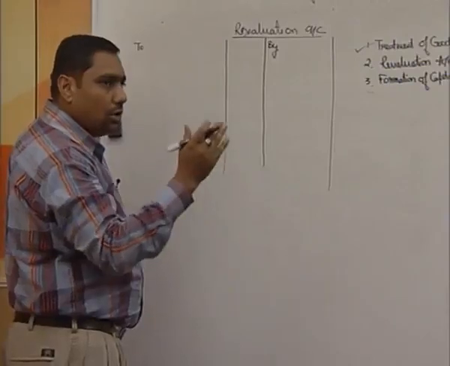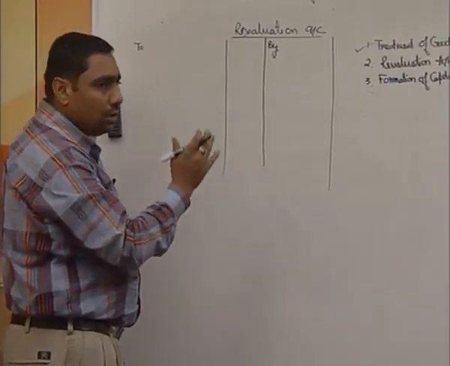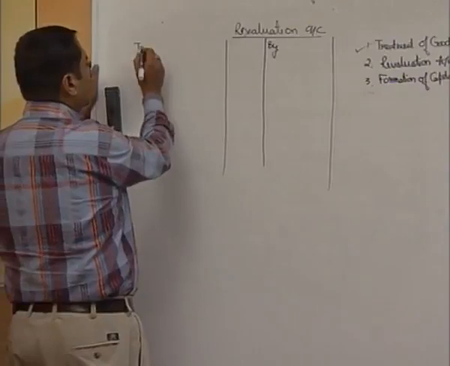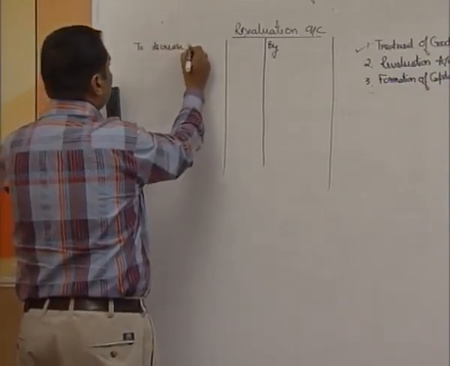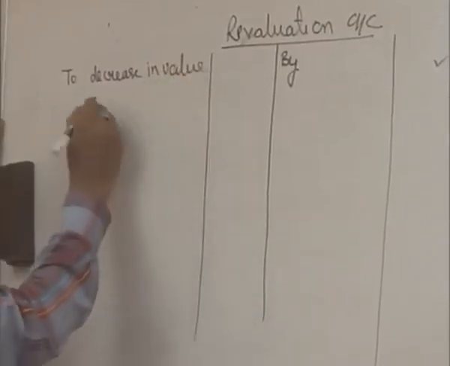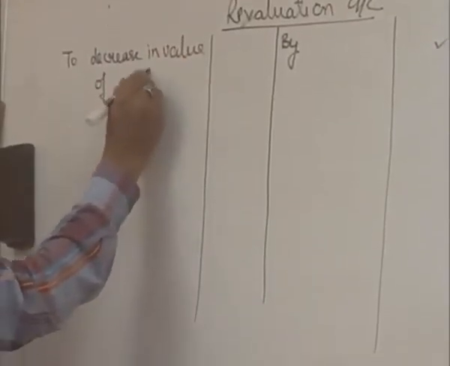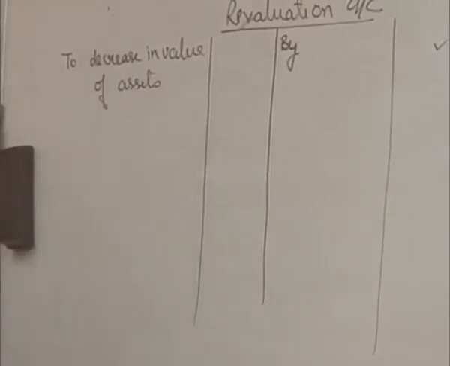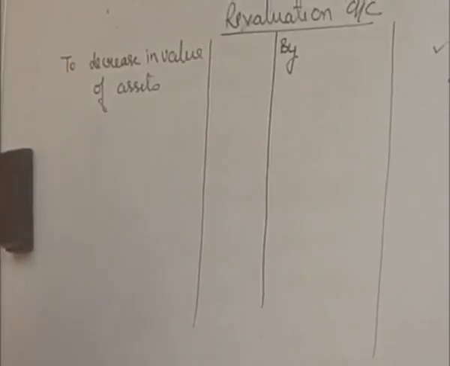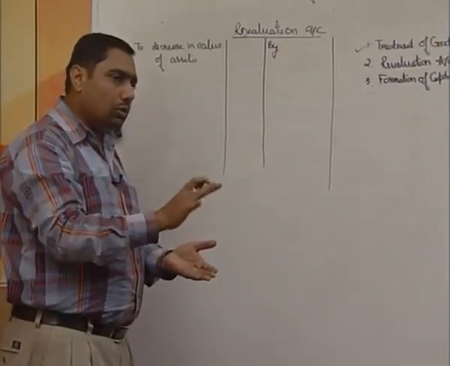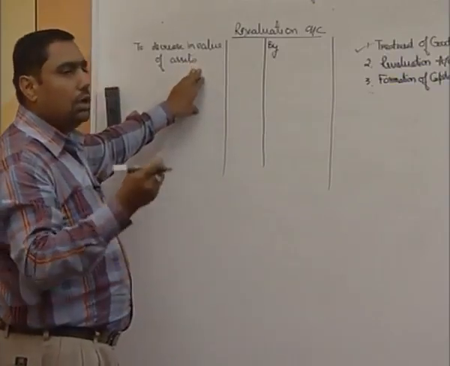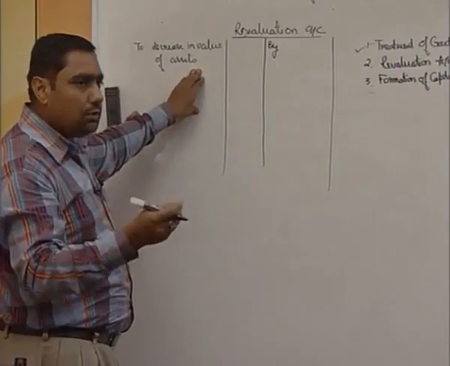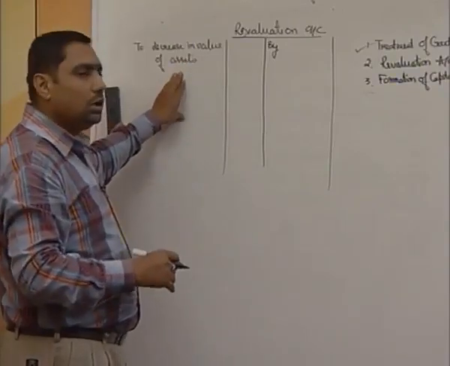As the rule says, all expenses and losses are debited. So, on this side, you are going to write "To decrease in value of assets". For example, there was a stock which was shown in our books of account as 10,000 and as per the new value, it is going to be 8,000. So, if the value of the stock is going to decrease by 2,000, you are going to write it on the debit side. If some depreciation is going to be charged on the machines and equipments, you are going to write it on the debit side.